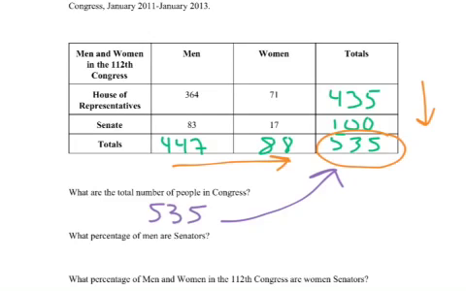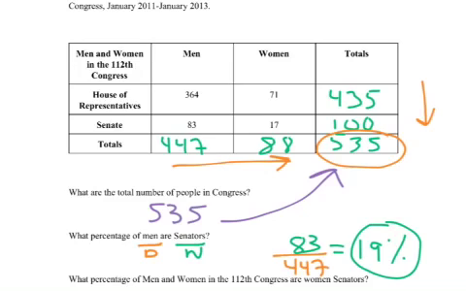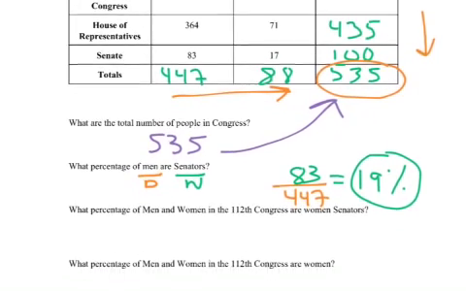For the next one, this is asking for the percentage of men. So since men was stated first, that goes in your denominator. So my total men was 447. And what percentage of men are senators? So my total number of men that are senators are 83. That would go in my numerator. And remember, then you just find your percentage. You divide and multiply by 100. So you should have had roughly 19% if you rounded to the nearest whole number.